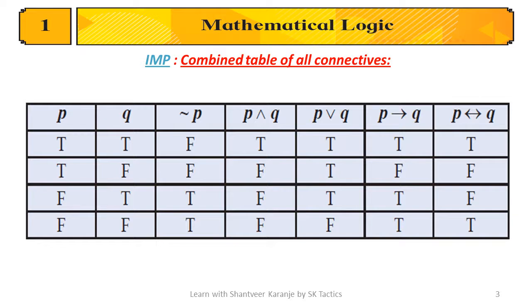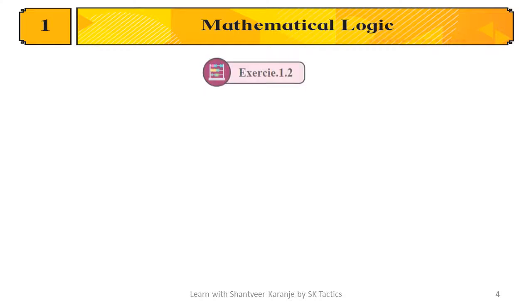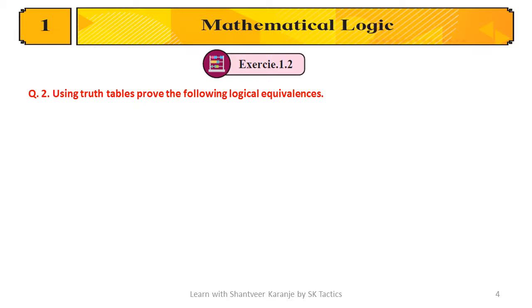And in biconditional, the thing to remember is both P and Q should be the same, then only we write T. If they are different, then we write F. And this is all about the combined table of all connectives. So, moving forward, now I start exercise 1.2 question number 2. Using truth table, prove the following logical equivalences.